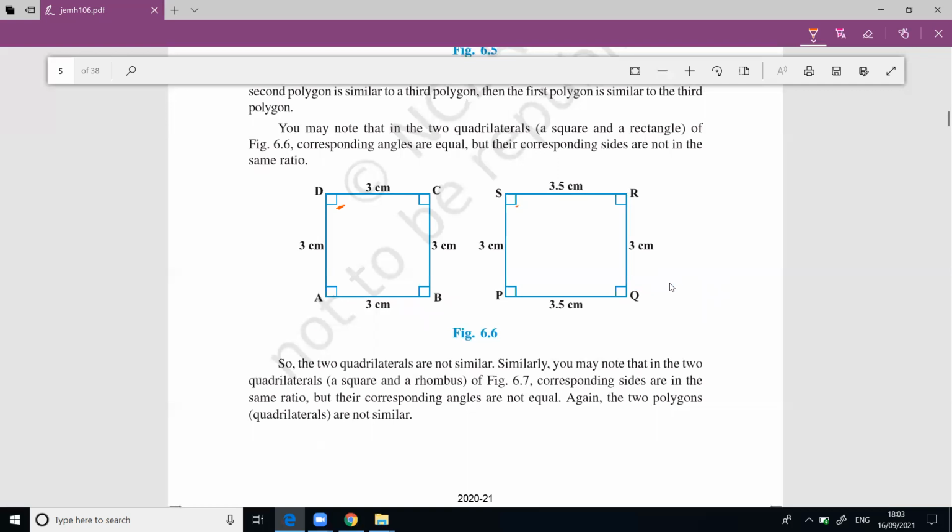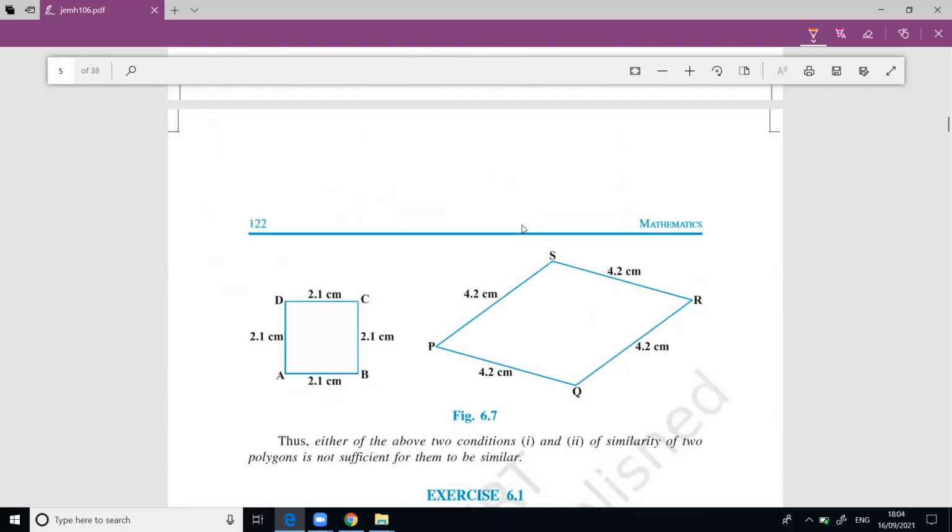That means their corresponding angles must be equal as well as their corresponding sides are in the same ratio. For example, here DC is to SR, 3 is to 3.5, and here AD is to SP, 3 is to 3. So this ratio is 1, and 3 is to 3.5 will not be equal to 1. So here corresponding sides are not in the same ratio. Therefore, they are not similar. Okay.